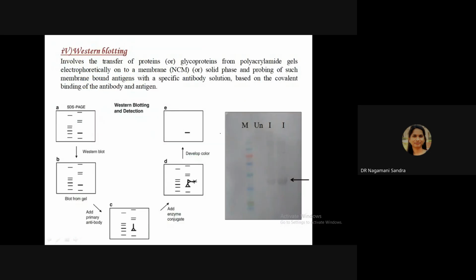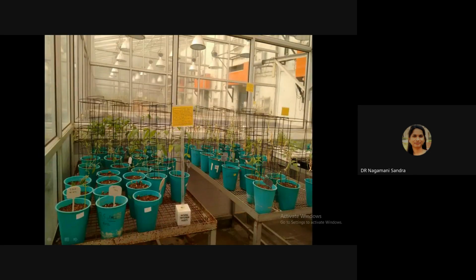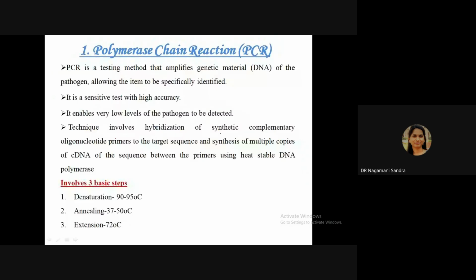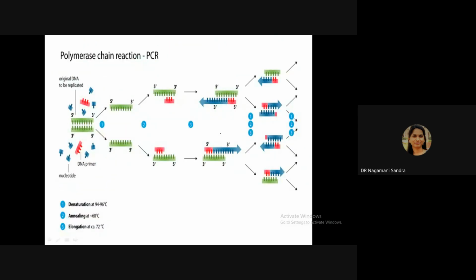Another one is the PCR reaction. The seedling grow-out test is also there, where you can observe the seedlings which you raise from the seed material. And another one is the polymerase chain reaction.